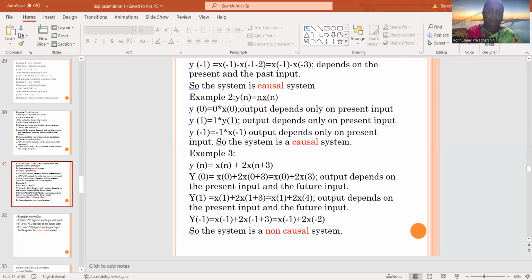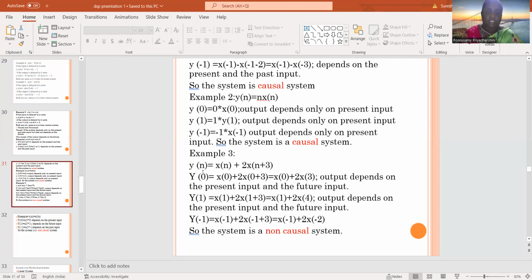But for the second example, y of n is equal to n of x of n. Here, if I substitute all three values, 0, 1, and minus 1, the output depends only on the present input. For the one, it depends on the present input, and here also the output depends only on the present input. So the system is a causal system.